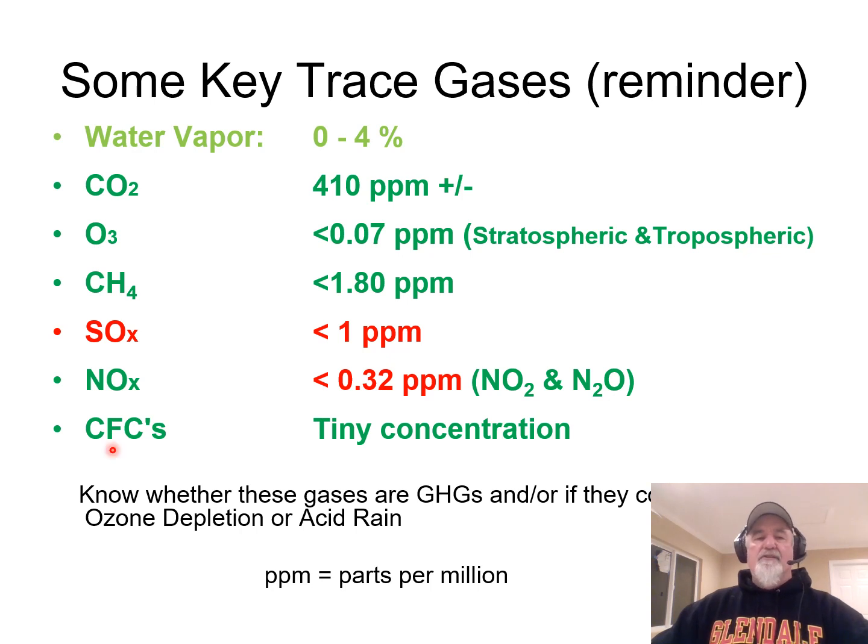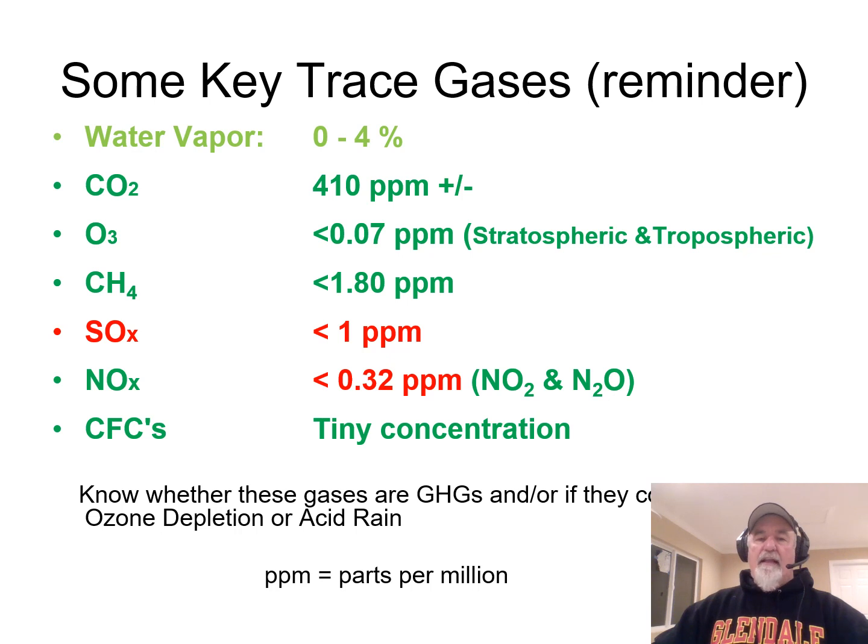And lastly, CFCs, chlorofluorocarbons, very tiny concentration. And CFCs are not only a greenhouse gas, but they are most associated with depletion of natural ozone in the stratosphere, that second major layer of our atmosphere as we go upwards. And we'll learn more about those layers at the end of this chapter. But CFCs definitely make that association with depleting that ozone. So ozone depletion is what we're looking at there.